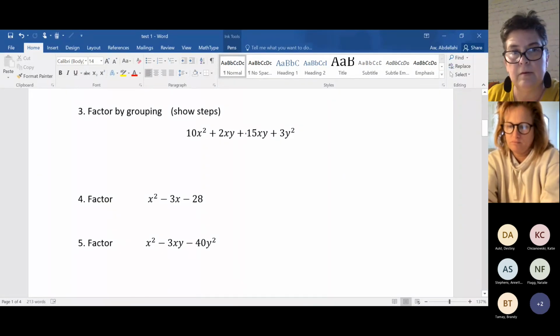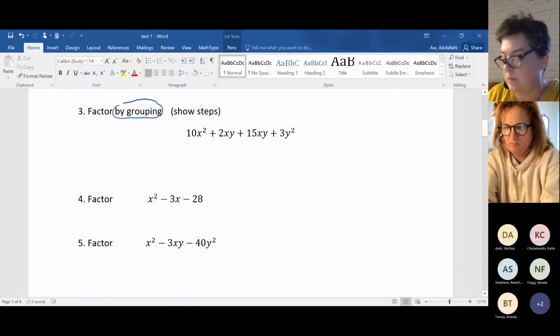Okay, now, factor here by grouping. You see, that is a big hint. When you say factor by grouping, we give you the hint.